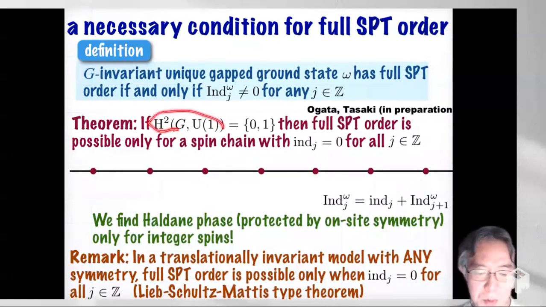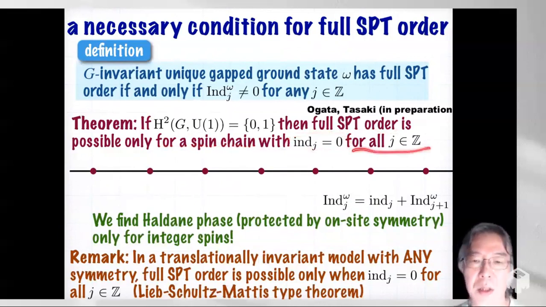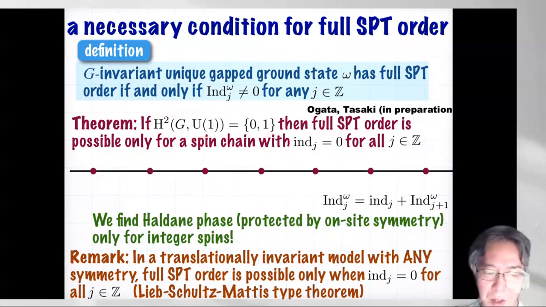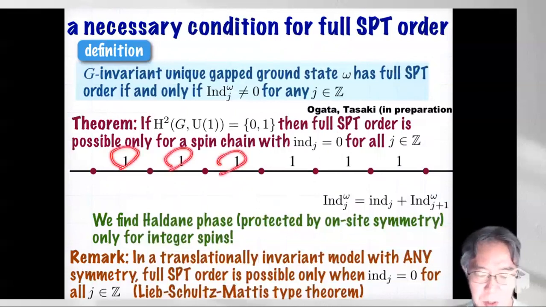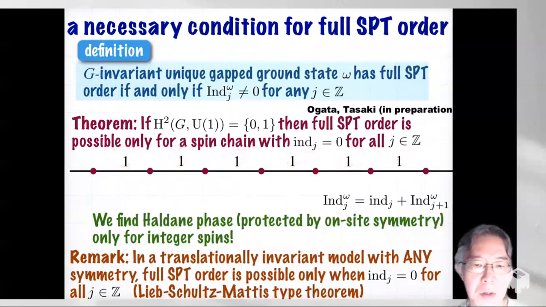Suppose that the second group cohomology is 0 or Z2. This is the case when we have Z2 cross Z2 symmetry or time reversal symmetry. Then full SPT order is possible only for a spin chain with spin index 0 for all sites. This is the theorem. How do you prove it? The proof is very, very easy. We assume that this ground state has full SPT order. Now, since the second group cohomology is 0 or Z2, the only possibility is that you have Ogata indices that are 1 everywhere.